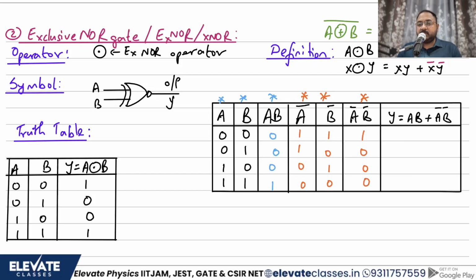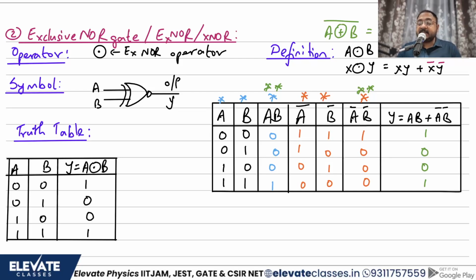Now we need to add two columns. I'll highlight them so that you can see it clearly: this one and this one. Let's add them and see what we get. 0 plus 1 is 1, 0 plus 0 is 0, 0 plus 0 is 0, and 1 plus 0 is 1. That is the truth table that we just wrote. So this is how your XNOR gate is going to work.